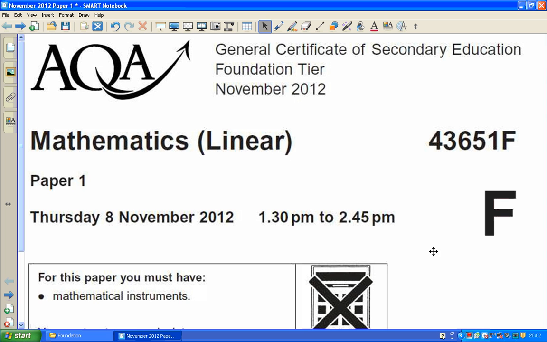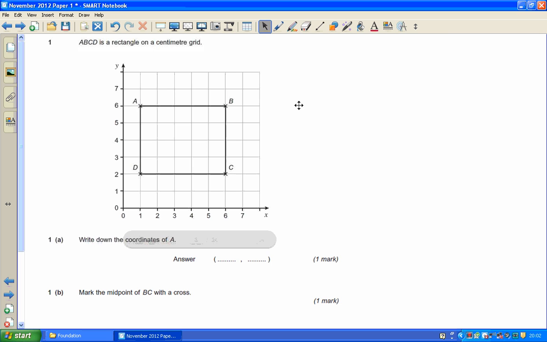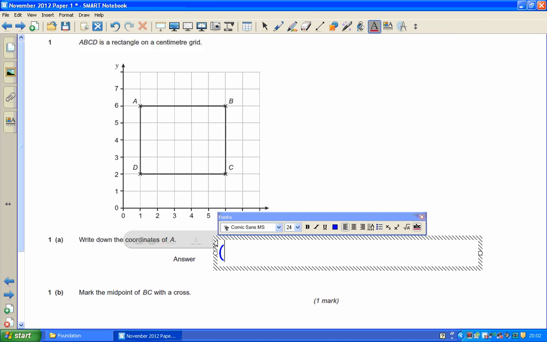Right then, November 2012, paper 1, non-calculator. Question 1, write down the coordinates of A. Well, A is there, that's 1 along and 6 up. So the coordinates of A are going to be 1, 6.